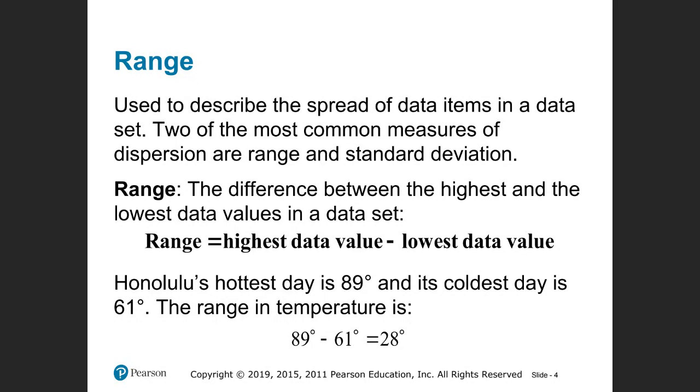Example: Honolulu's hottest day is 89 degrees and its coolest day is 61 degrees. The range in temperature is 89 minus 61, which is 28 degrees.